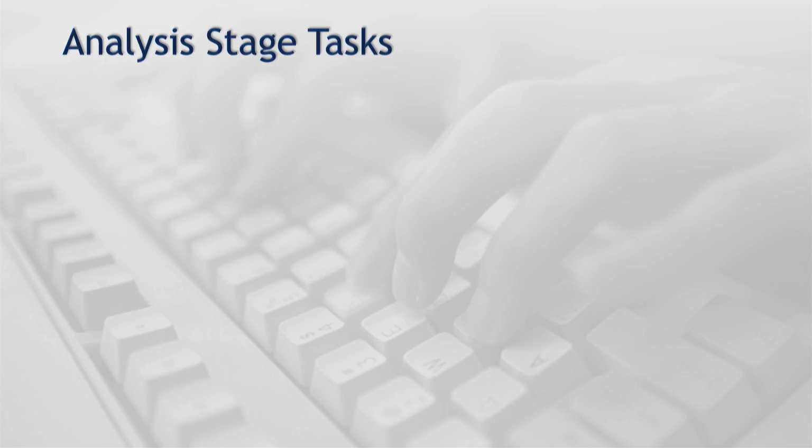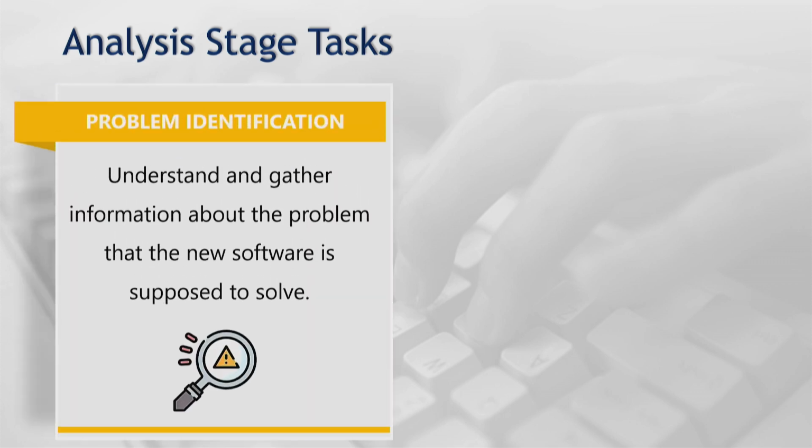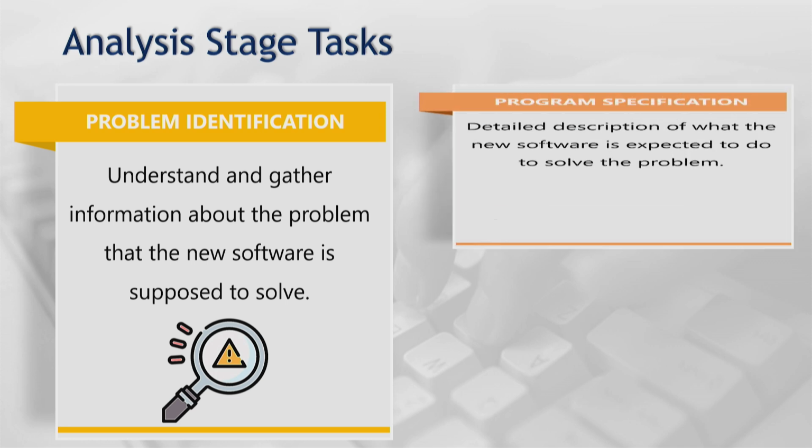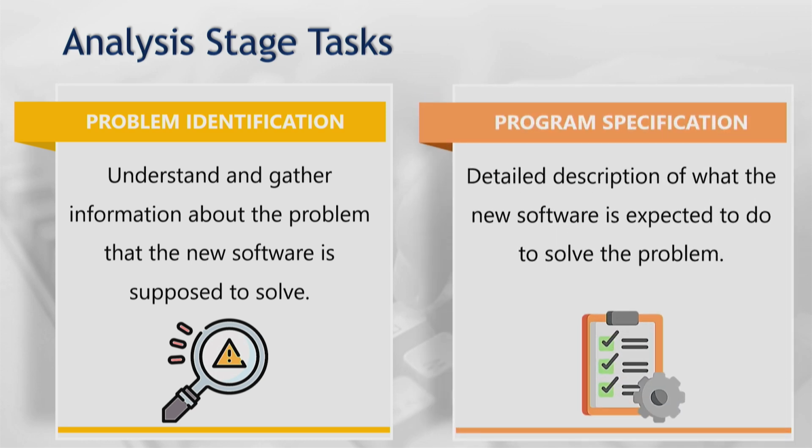Two main tasks are carried out during the analysis stage. The first one is problem identification. During this stage, we need to understand and gather information about the problem that the new software is supposed to solve. The second task is program specification. It is a detailed description of what the new software is expected to do to solve the problem.